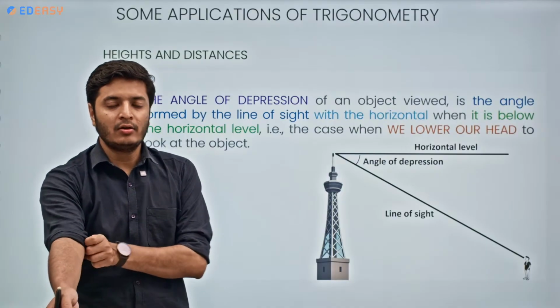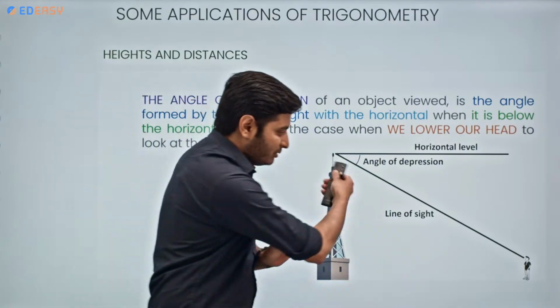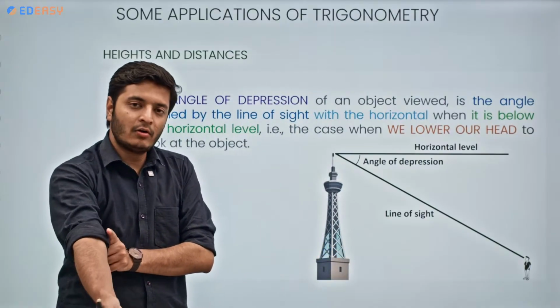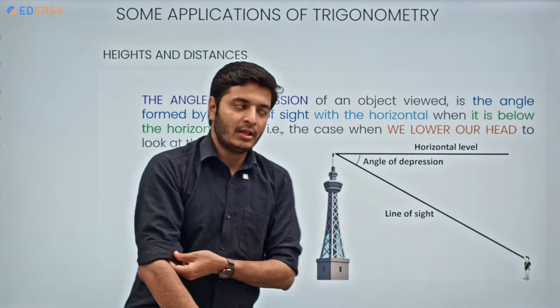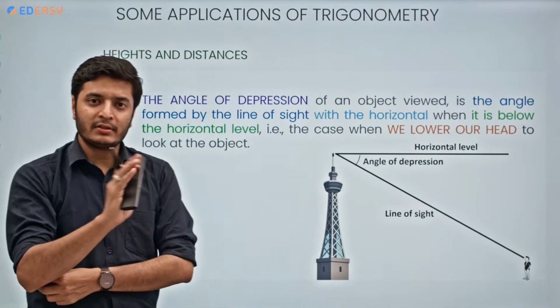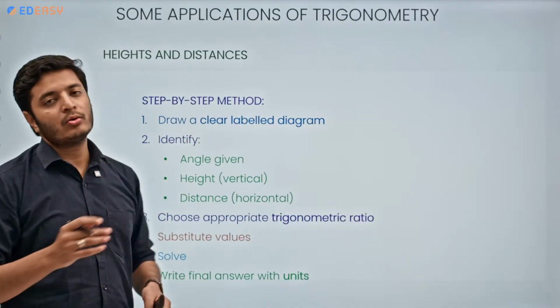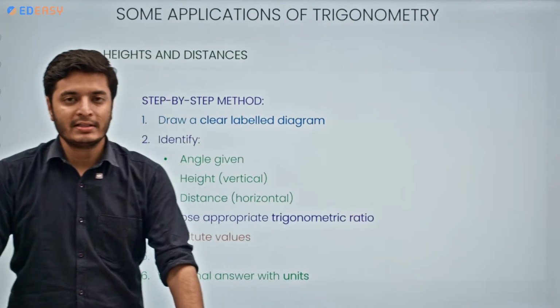The line or the direction where we are looking at will always be known as the line of sight. Now we are done with the terminology, correct? Step by step method how to approach the problems in this chapter.